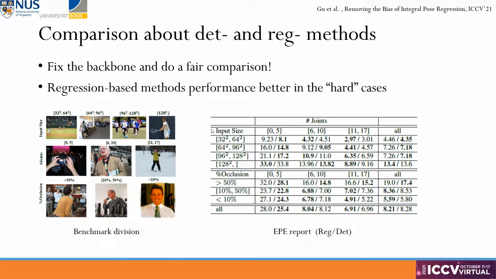To answer the question, does detection really outperform regression, we do a fair comparison between detection and regression. We divide the benchmarks according to the input size, the number of present joints, and the percentage of occlusions. Our experiments show that regression performs better in hard cases where the input size is small, the number of present joints is small, and occlusions are heavy.